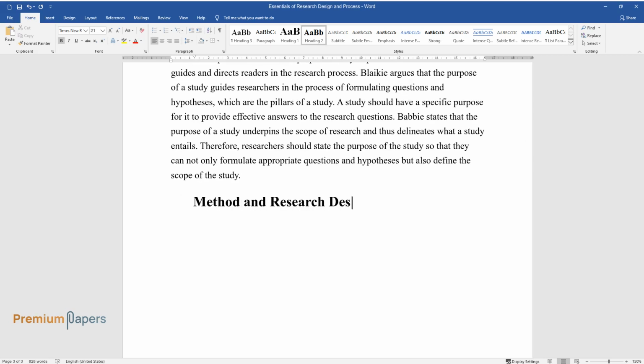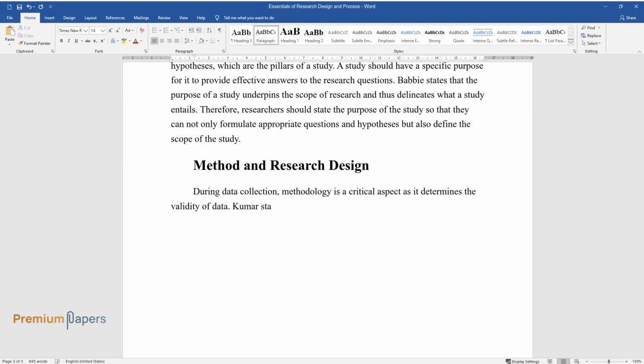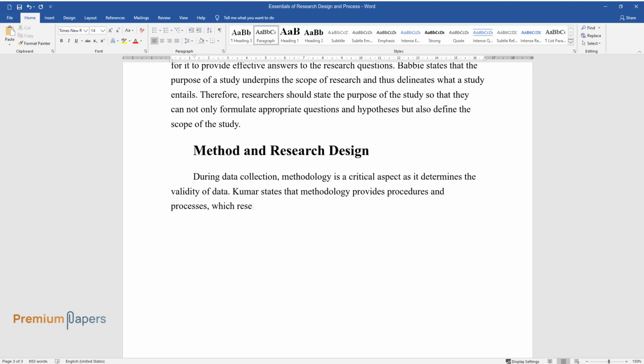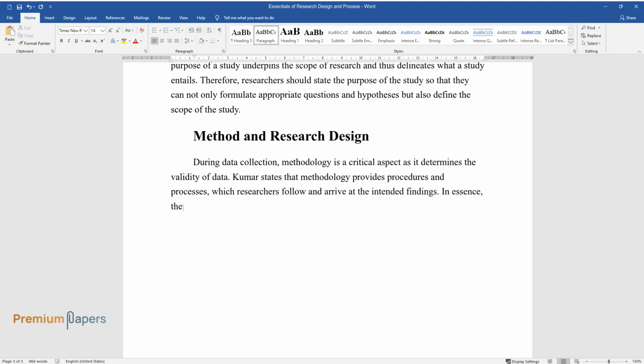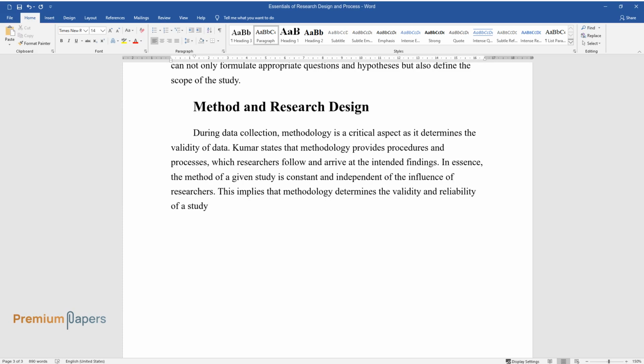Method in research design. During data collection, methodology is a critical aspect as it determines the validity of data. Kumar states that methodology provides procedures and processes, which researchers follow and arrive at the intended findings. In essence, the method of a given study is constant and independent of the influence of researchers. This implies that methodology determines the validity and reliability of a study as it sets procedures and processes for conducting research.